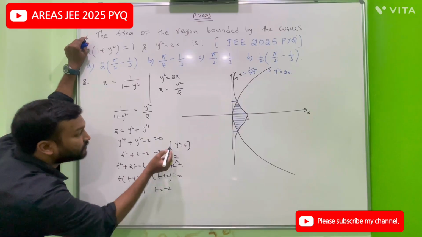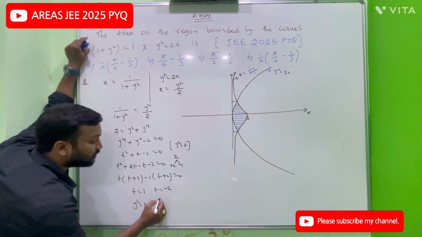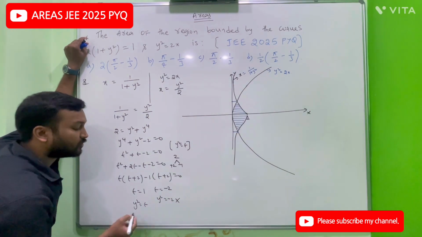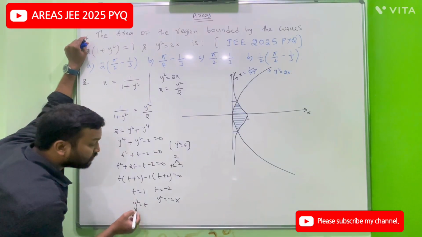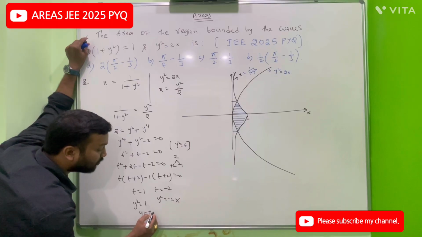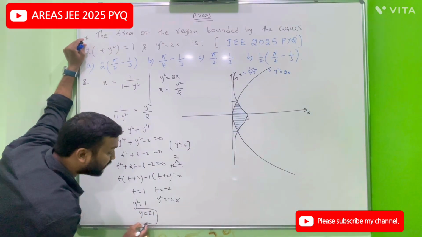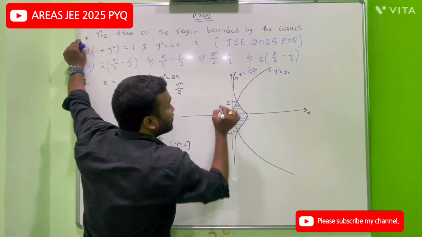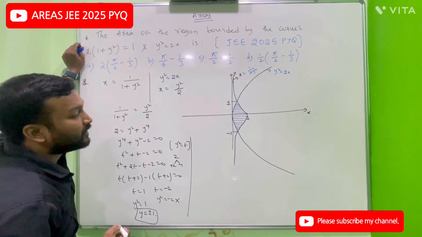What is t here? We took y² = t. So y² = -2 means the square root of a negative number, which is not possible, it is imaginary. So y² = 1, so y = ±1. We got y = ±1, so this is -1 and this is +1. Clear? Now we take the limits from -1 to +1.